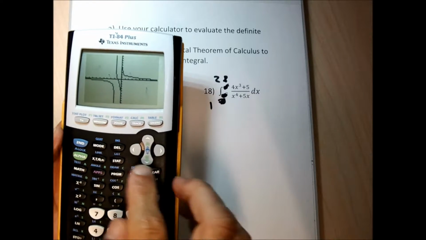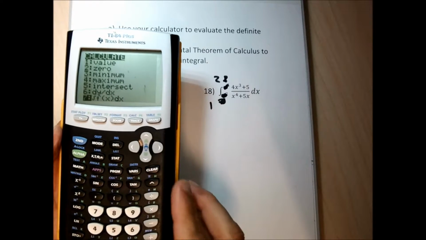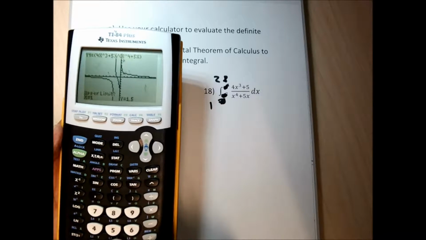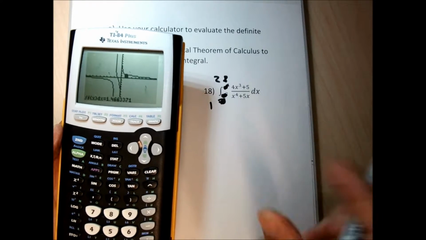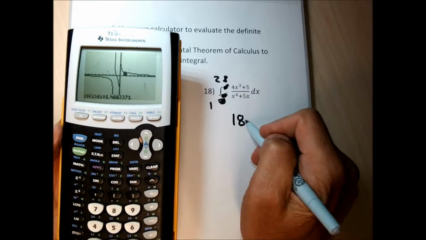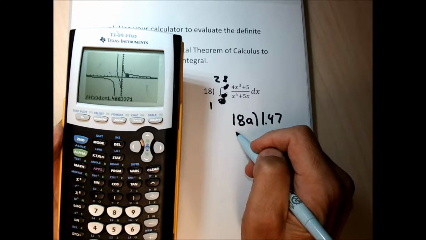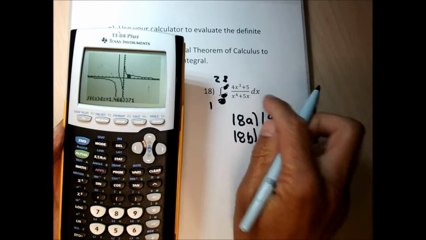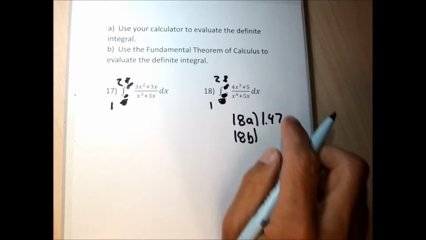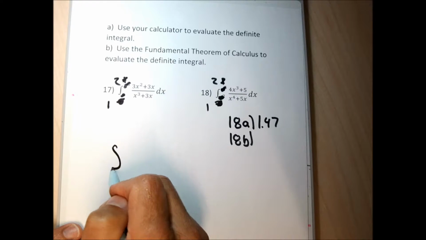And now second calc number 7, lower limit 1, upper limit 2, and for 18a, rounded to 2 decimals, I'm going to get 1.47. And I think when I do 18b, that's the best. I'm not going to be able to get a fraction equivalent for that because this is a natural log problem, and natural logs, unfortunately, don't turn into fractions. So let me handle rewriting 18b, and I'm going to save the 1 and the 2 for later.